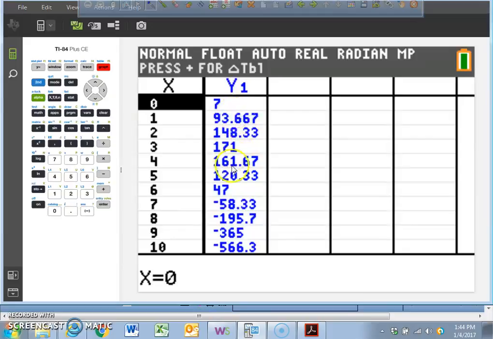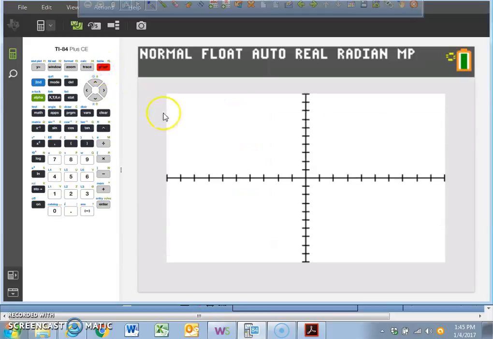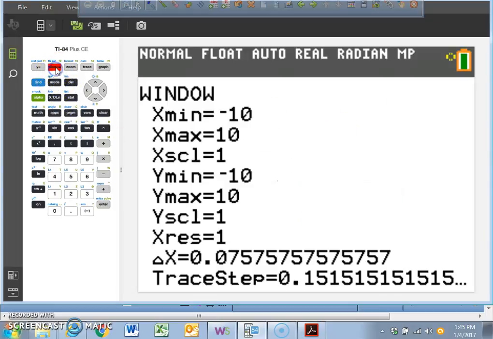So right now, looking at this table, I want you to hit the graph button. Let's take a look at our graph. What do you notice about our graph right here in the graphing calculator? It's too small. So I want us to learn how to change the window. So follow me. Here we go. Hit the window button, everybody.